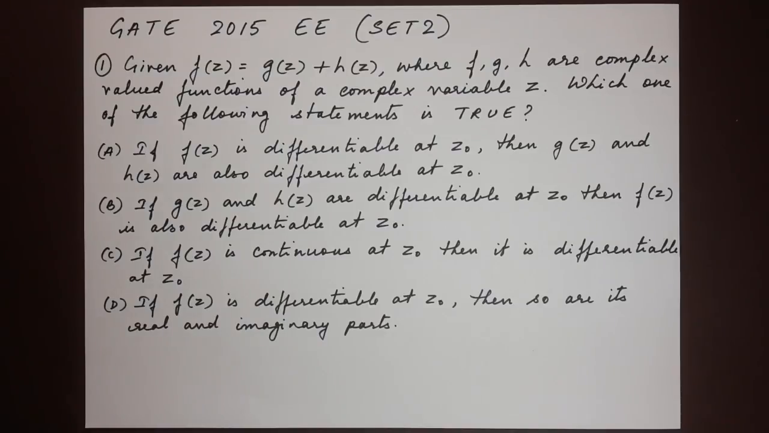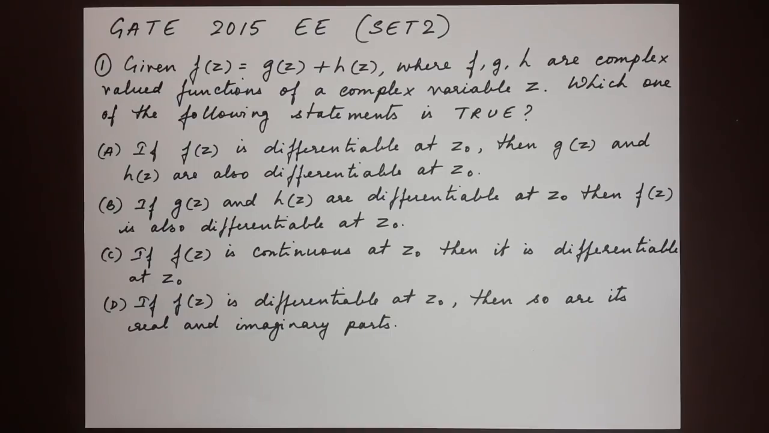Given f(z) = g(z) + h(z), where f, g and h are complex valued functions of a complex variable z, which one of the following statements is true? Okay, so for this question, let's analyze each of the options. We'll start with option A. Now, option A says if f(z) is differentiable at z0, then g(z) and h(z) are also differentiable at z0.